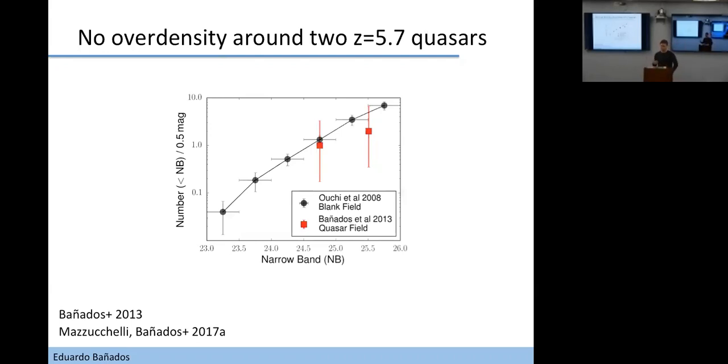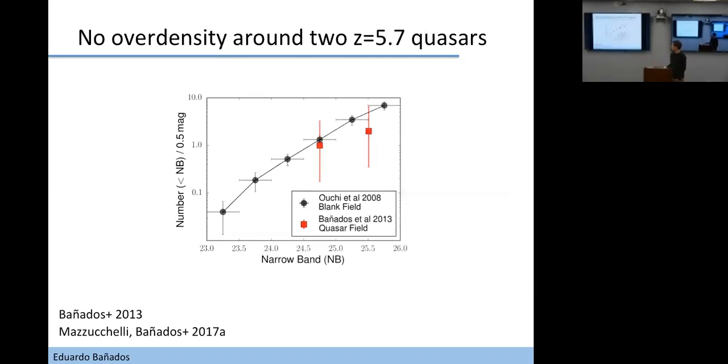So we found one, we did the experiment, and we basically found that we cannot distinguish the number of Lyman alpha emitters in this quasar field from a random field. And of course, that was based on a sample of one. Maybe we were unlucky, maybe these objects don't live in the most massive dark matter halos, maybe we need to survey larger areas. There are many reasons.